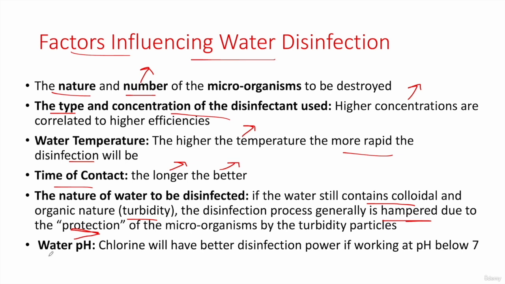And also the water's pH is a factor that can influence the effectiveness of the disinfection process. For example, when using chlorine, I need to have a pH that is neutral or below 7.